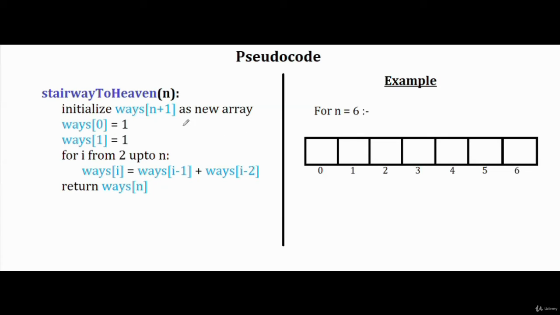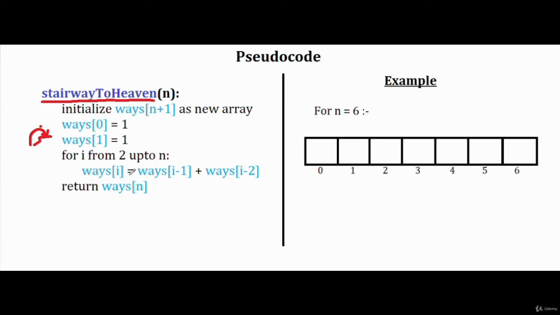So, now we write the pseudocode for all of these steps. We name our function Stairway to Heaven, which takes as input the number of stairs, that is n. We first initialize our ways array that will save all the computed results. We initialize ways 0 and ways 1 as 1. Physically, what it means is that the number of ways to reach the top of the staircase of 0 height is 1, because we are already there. Also, the number of ways to reach the top of the staircase of height 1 is 1 by just taking a 1 step. These are our base cases.